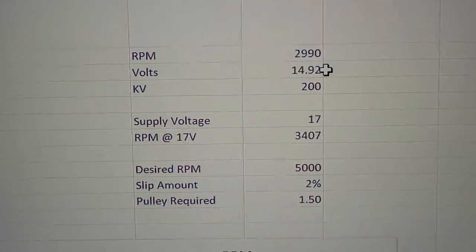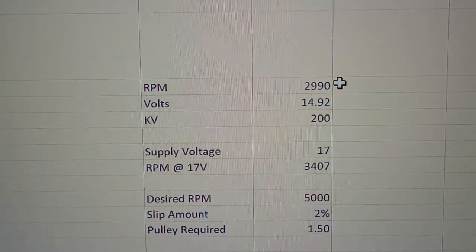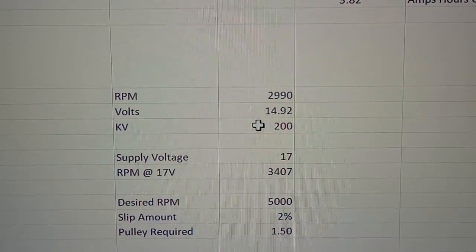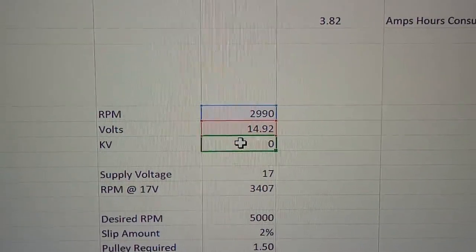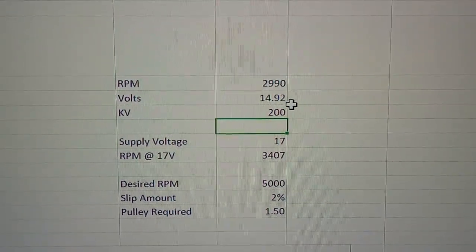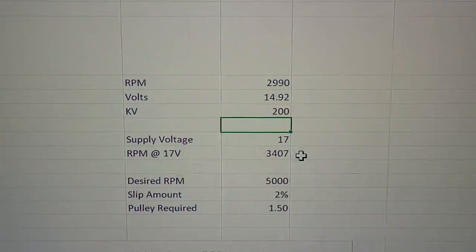We spun the motor. I have a power supply that I supplied about 15 volts, and we measured the motor turning about 3,000 RPMs, and we calculated the kV, which is basically just how many rotations per volt. So you just divide one variable by the other, and we ended up with 200. Nice even number. So 200 revs per volt. So if we give it 17 volts, we'll get about 3,400 RPMs.